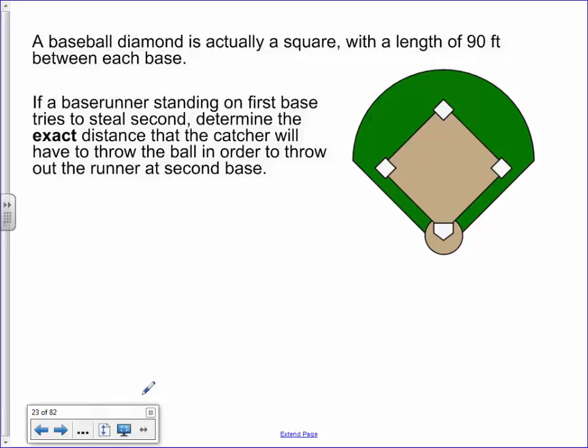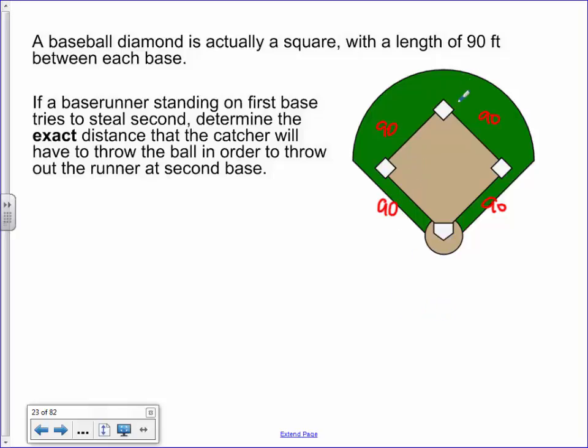Okay, so if you guys know anything about baseball, an ideal baseball diamond will be 90 feet between each of the bases. And this makes a perfect square. I know technically it's a diamond, they call it the baseball diamond, but really it's a square that's been tipped. So, is there a triangle drawn?